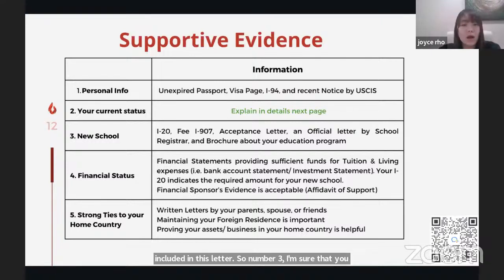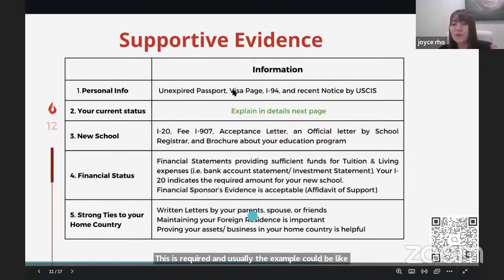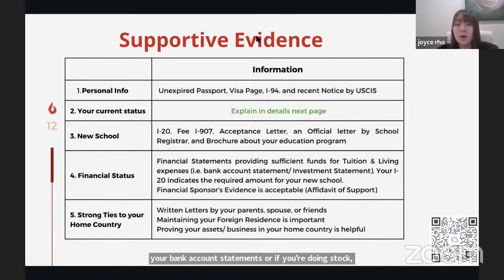And then number 4, financial statement. This is very important too, especially since it was important for school as well. Financial statement proving your sufficient funds for covering tuition and living expenses. This is required. Usually examples are your bank account statements, or if you have stocks or a managed investment, then an investment statement is fine as well. Each school has a different required amount, and that information is indicated in your I-20. So make sure that you review your I-20 and that your funds in the bank exceed that required amount.